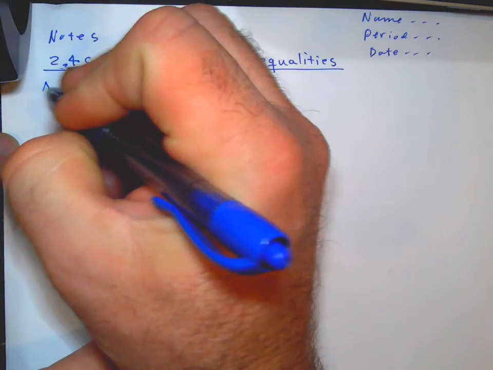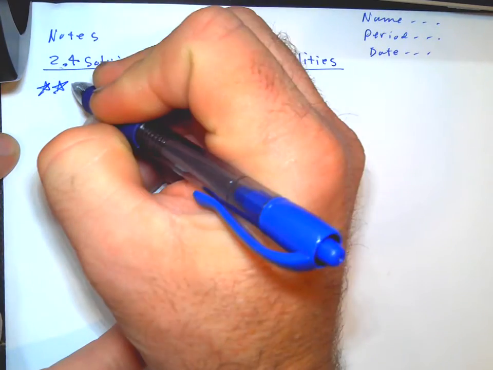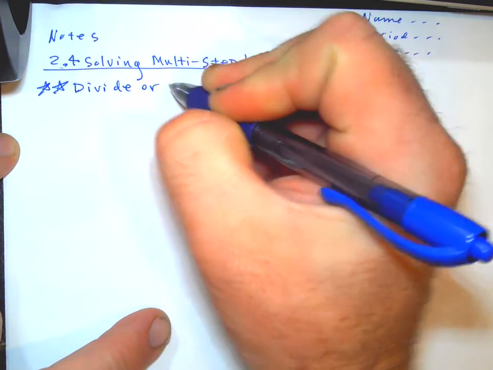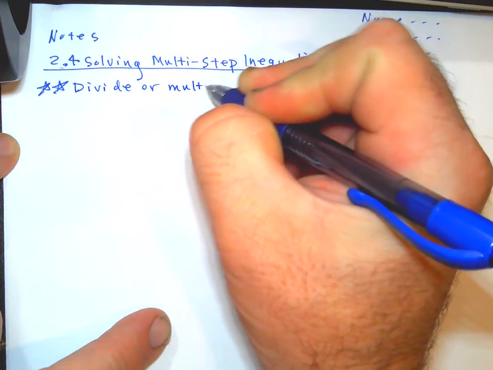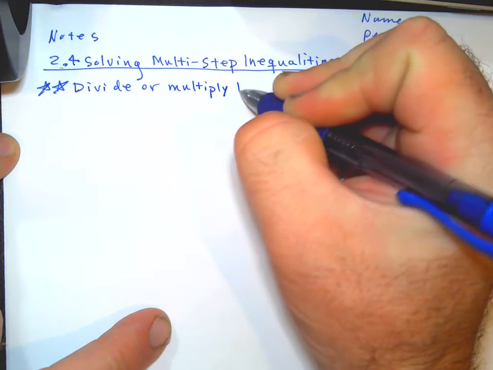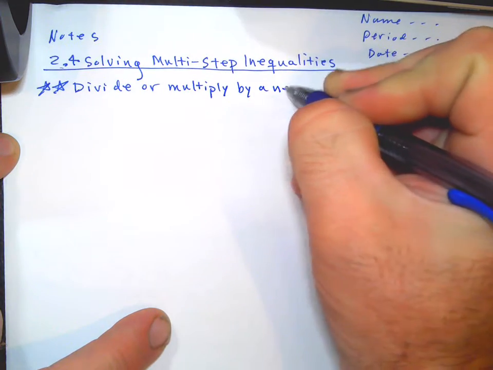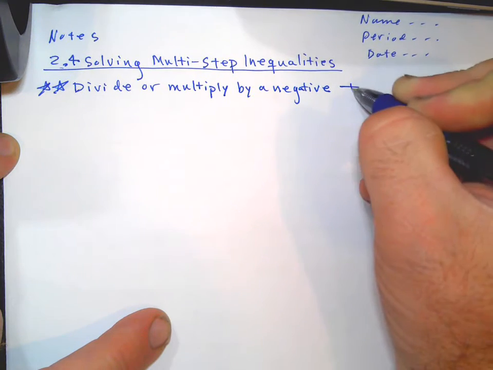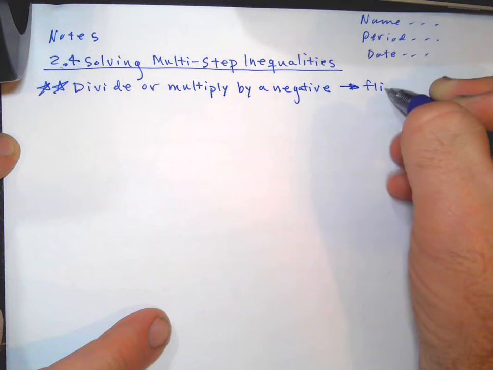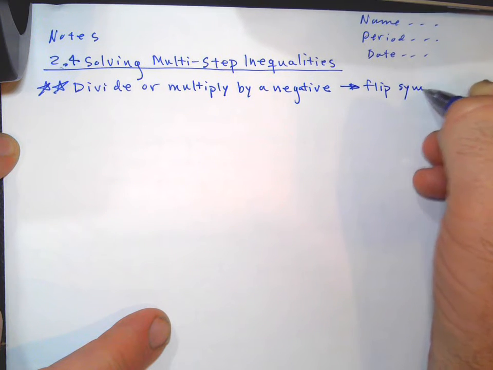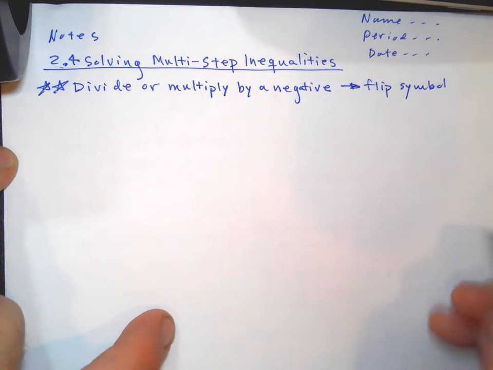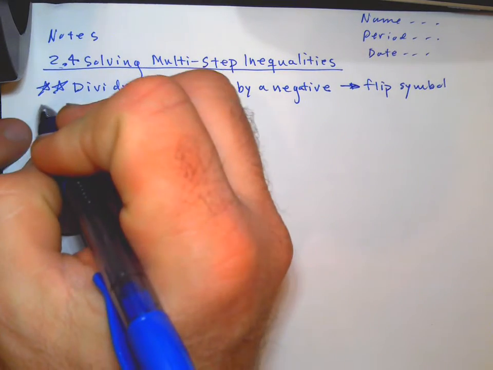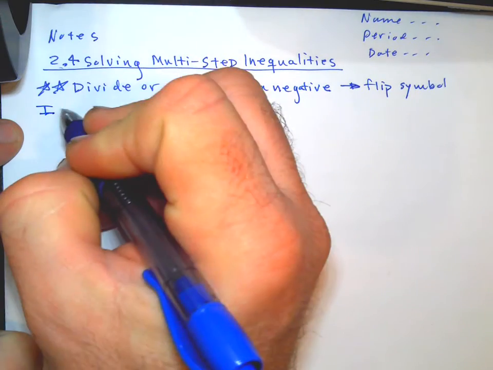One of the big things we need to remember is that if we divide or multiply by a negative, you have to flip the inequality symbol. It's a super easy mistake to make. But also don't flip it when you're not supposed to. Just because you see negatives doesn't mean to flip it. So we're going to break this down into 3 different sections today.